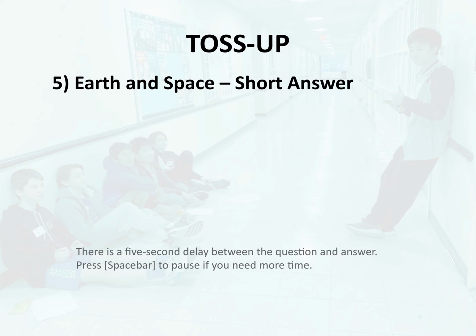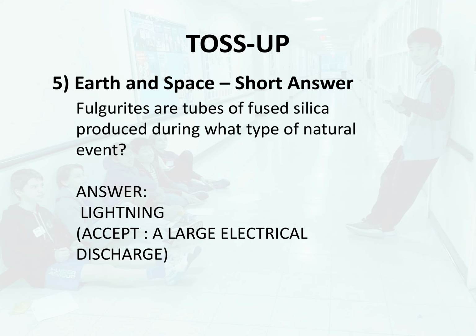Toss-up 5. Earth and space, short answer. Fulgurites are tubes of fused silica produced during what type of natural event? Answer. Lightning.